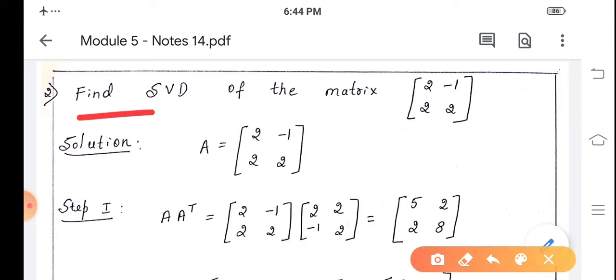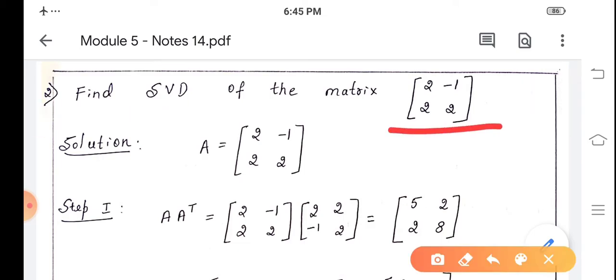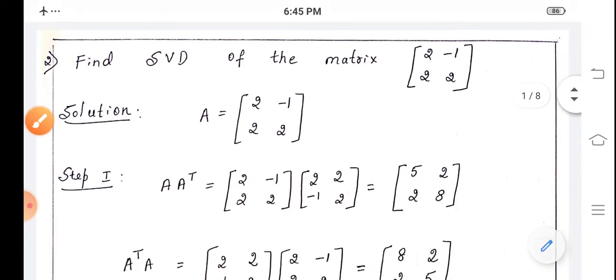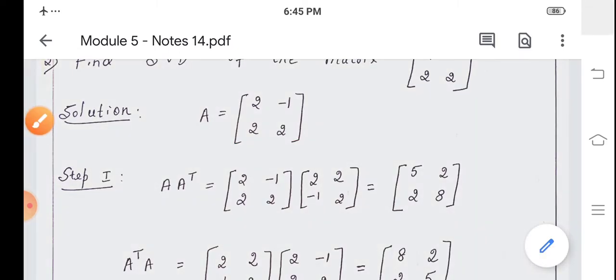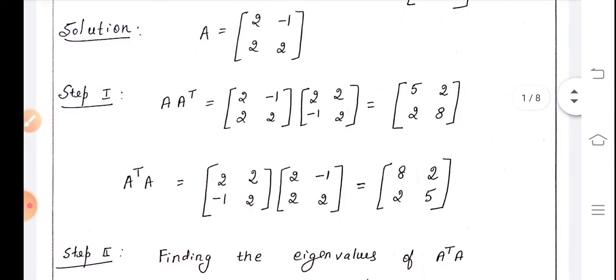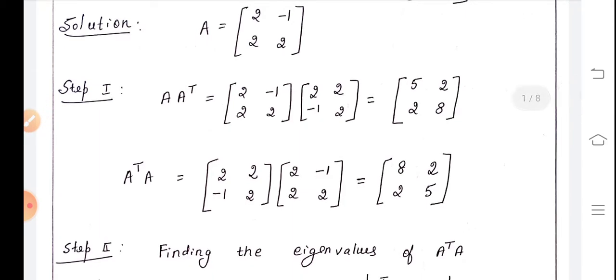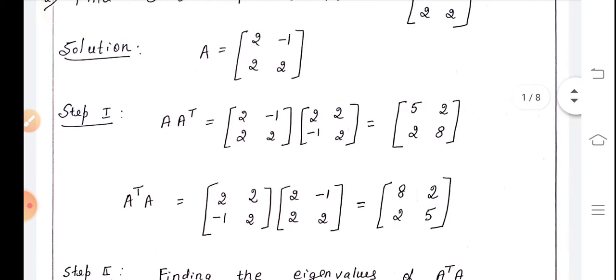Question number 2. Find the singular value decomposition of the matrix [2, -1; 2, 2]. So this is the given matrix, A = [2, -1; 2, 2]. We need to find the singular value decomposition of the given matrix, and we have the working rule to do so. In the first step, we need to find A A transpose and A transpose A.